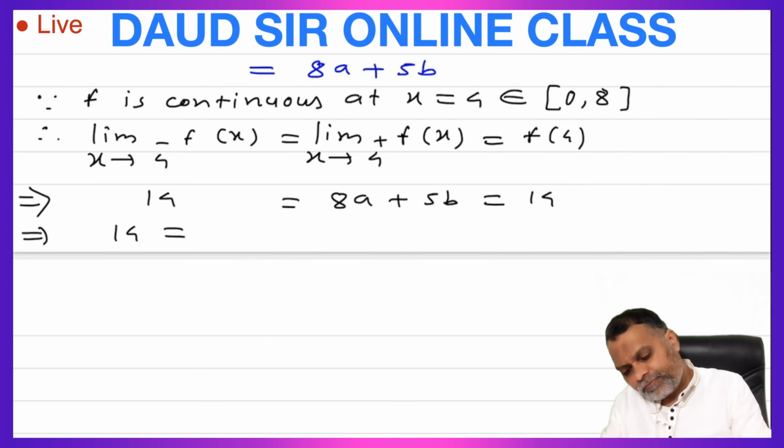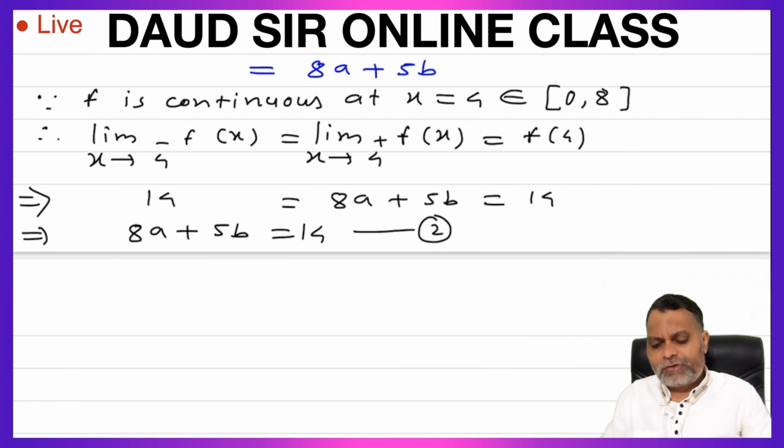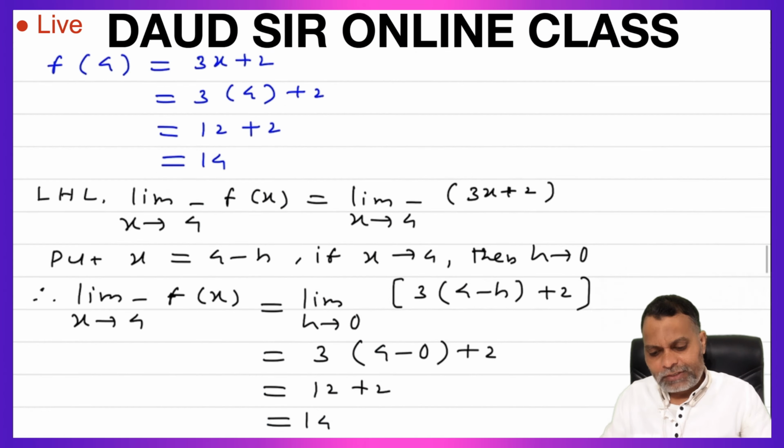14 is equal to 8a plus 5b, that is 8a plus 5b is equal to 14. Let's suppose this is equation second. Now for the values of a and b, we can solve equation first and second.